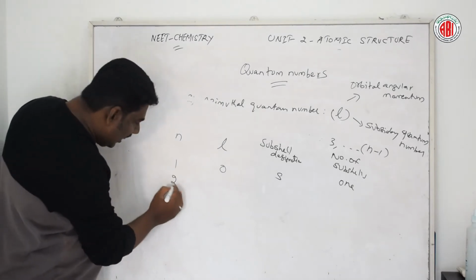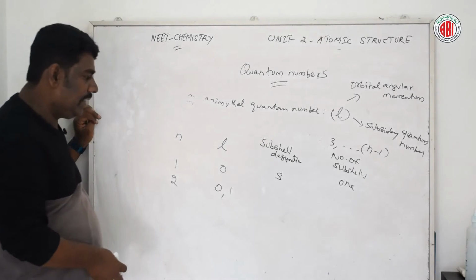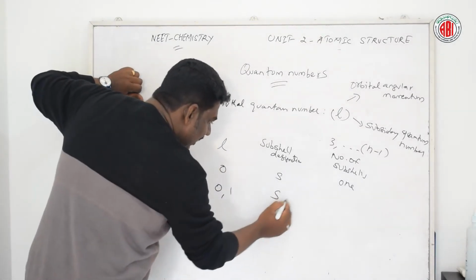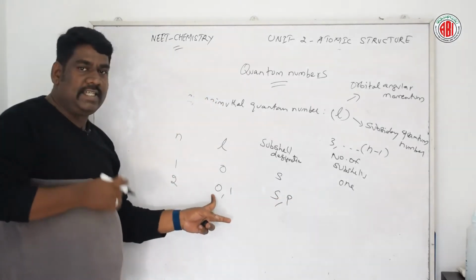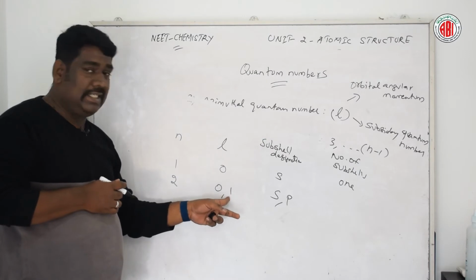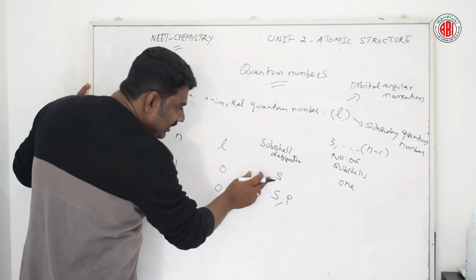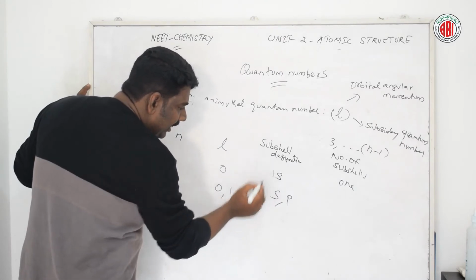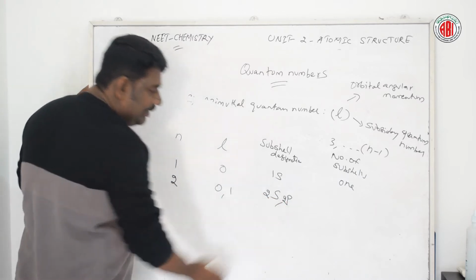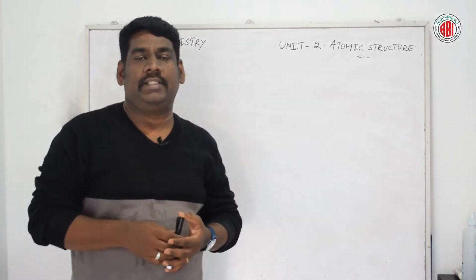Talking about N value 2, L starts from 0 and 1. So here, the subshell designations are S and P. S stands for 0 and P stands for 1. This is the first shell, that is the reason we write 1s. This is the second shell, so we write 2s and 2p. Now let us talk about this table.